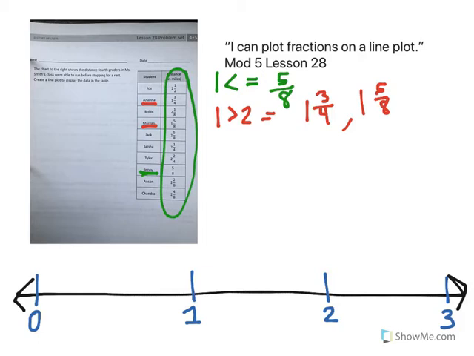Okay, lastly, I'm looking for those fractions that are greater than 2, but obviously less than 3. And I'm going to write them here. So Joe, 2 1/2. Bobby, 2 1/8. Jack, 2 5/8.